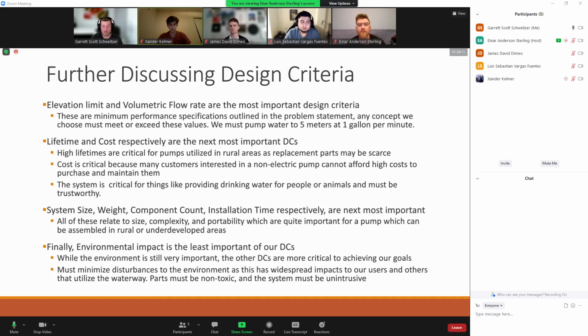This is least important on our list, but it's certainly not unimportant because we need to minimize disturbances to the environment, because this can have wider impacts on our users and other users of the waterway. So our parts need to be non-toxic and the system needs to be unintrusive for wildlife and people alike.